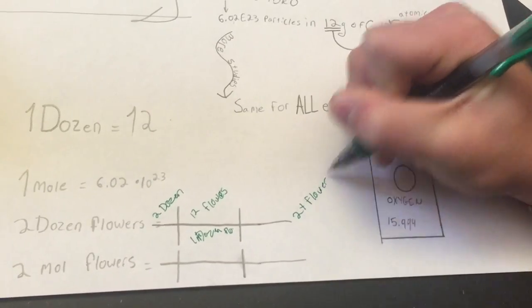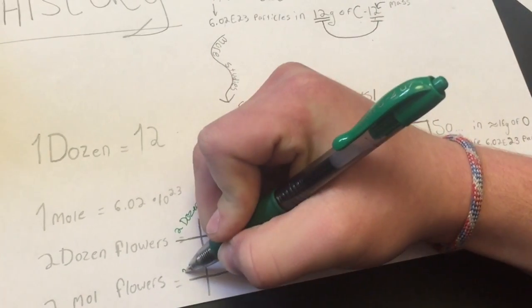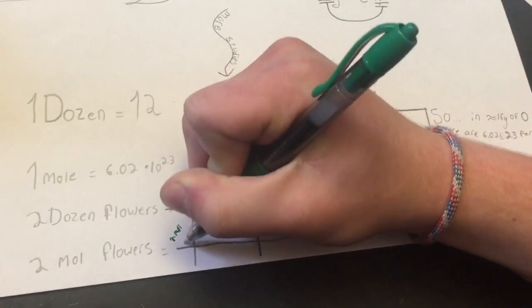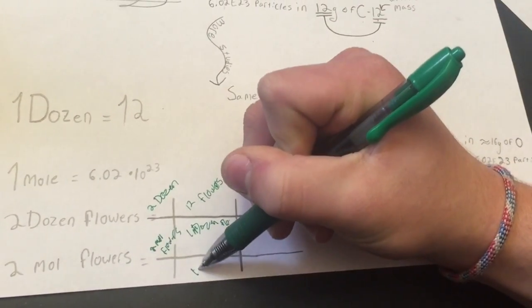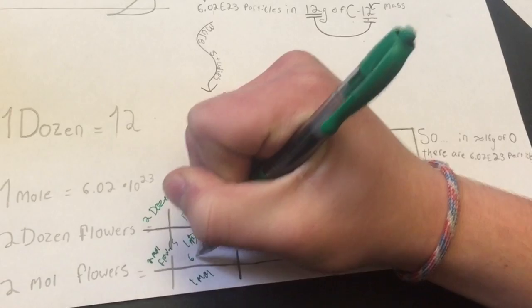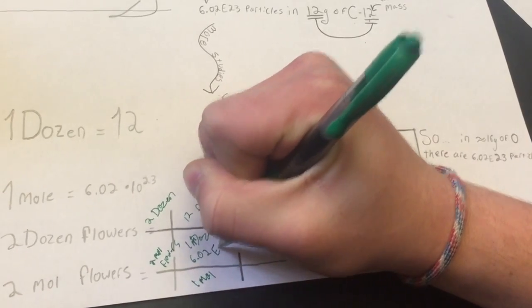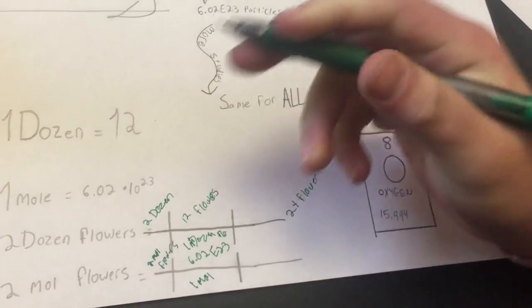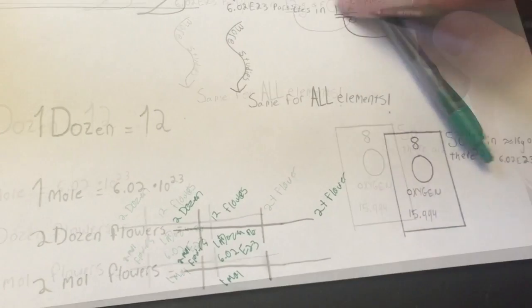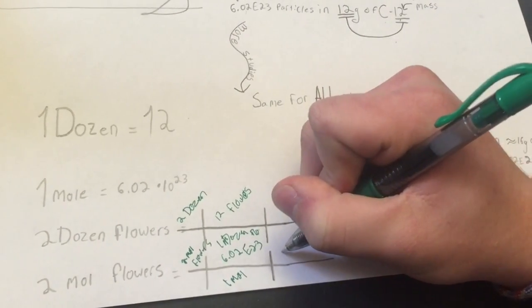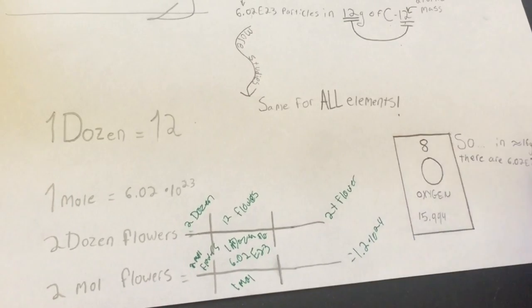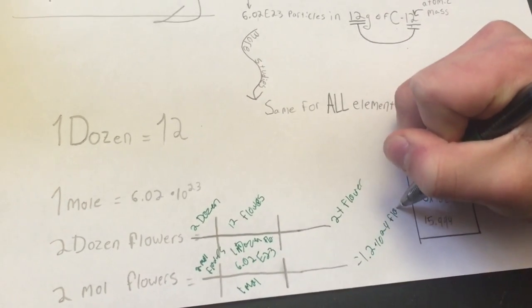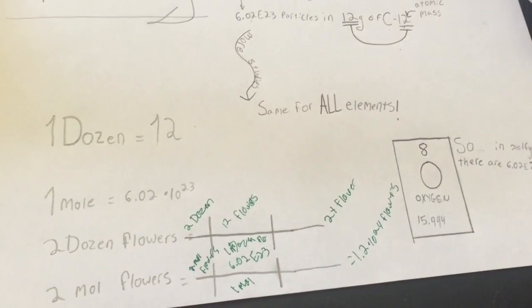And the same thing works with moles. So if you have 2 moles of flowers, that 1 mole is equal to 6.02 times 10 to the 23rd flowers. And when you multiply that across, you get 1.2 times 10 to the 24th flowers. Okay, so that's basically what moles are.